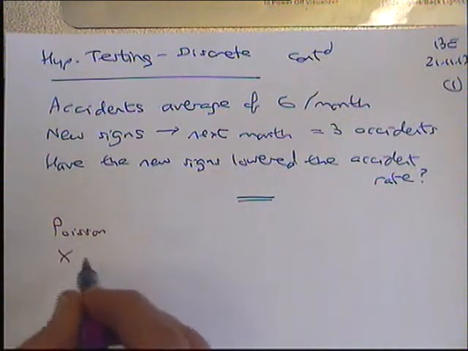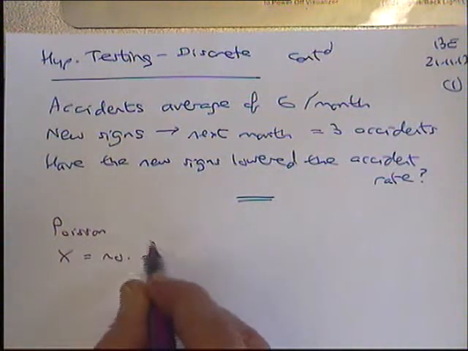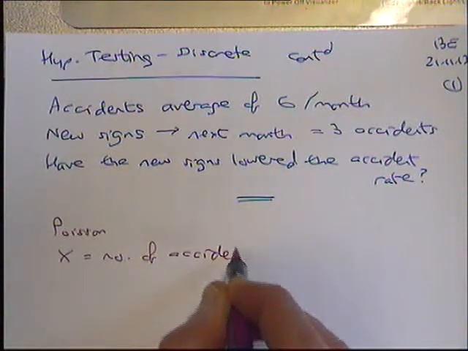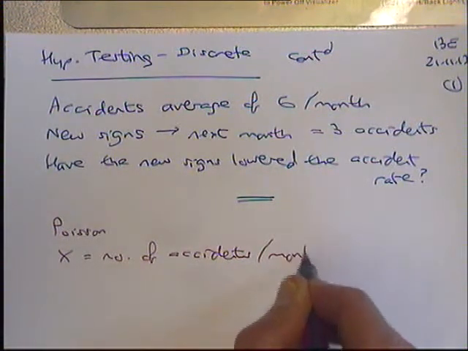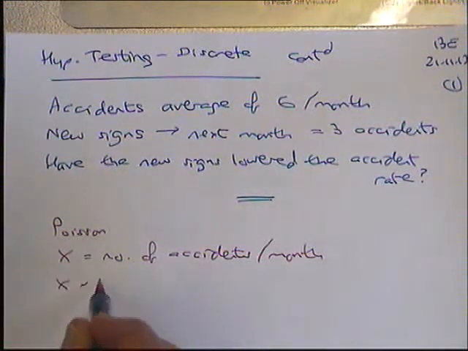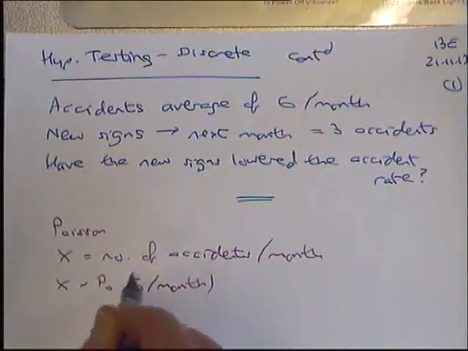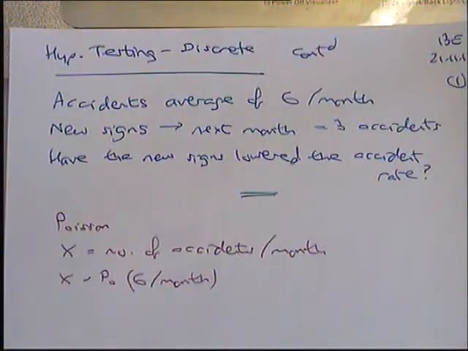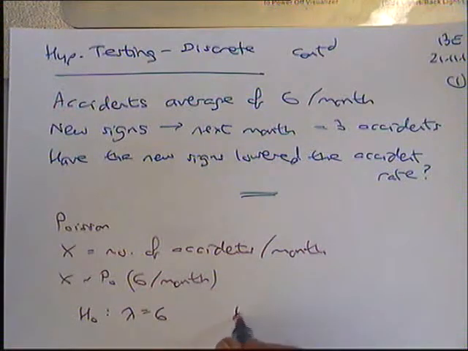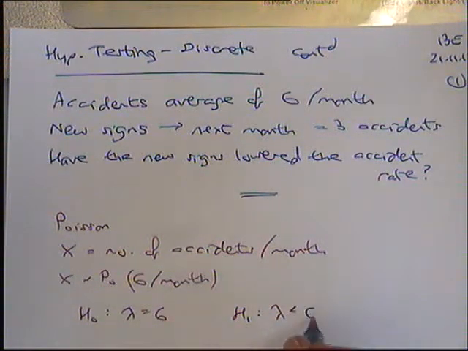So let's define a variable. X is going to be the number of accidents a month, and we will say that X is going to be Poisson at 6 a month. That's under the null hypothesis. So our null hypothesis is going to be that lambda is 6. Our alternative hypothesis is that the new signs have lowered the accident rate, so lambda is less than 6. Okay, so we're doing a one-tailed test.